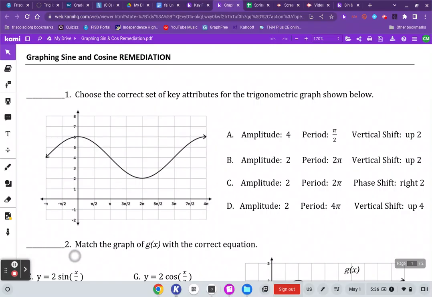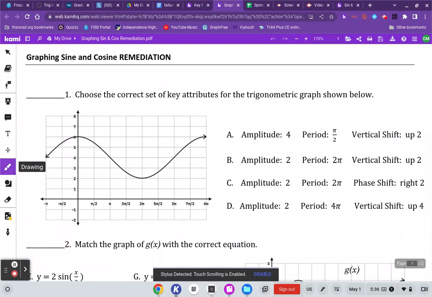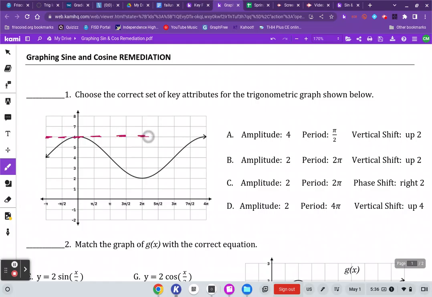In order to find the amplitude, you want to first count to see how many units, the distance between the maximum point of your height, the highest point of your graph, and then the lowest. So it looks like our highest is up at 6 on the y-axis. The lowest is down here at 2. So that means this distance is a total of 4 units.